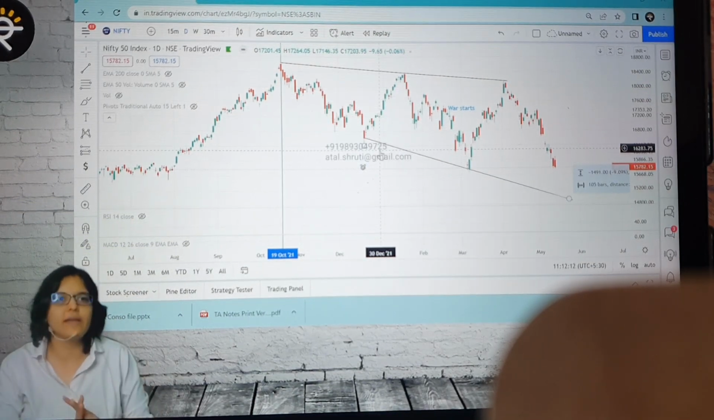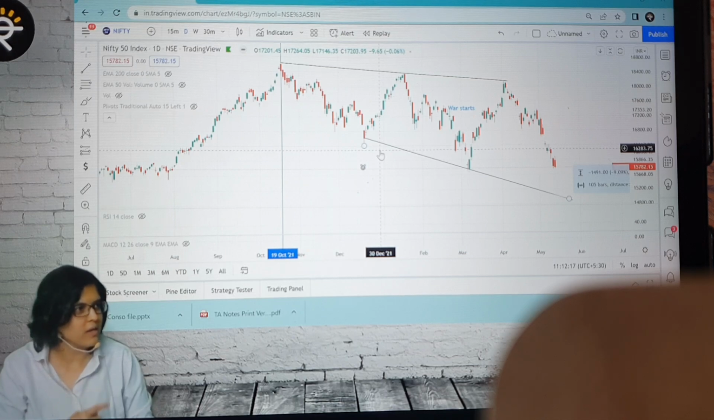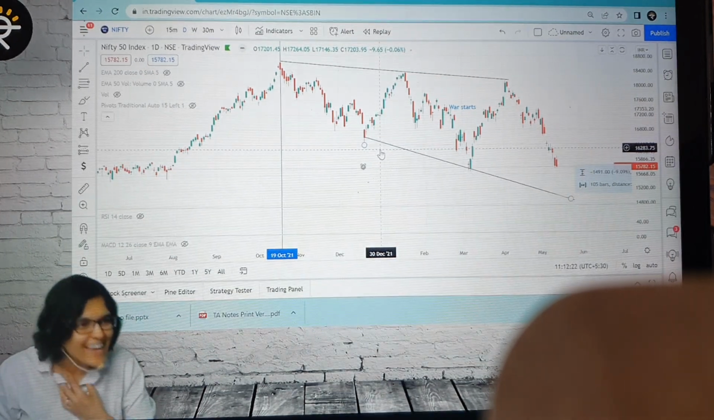And generally avoid taking trades which are against the trend. Okay. Again, some people say trend is your friend, until it bends.